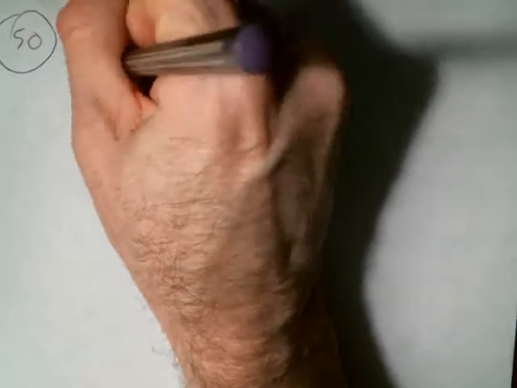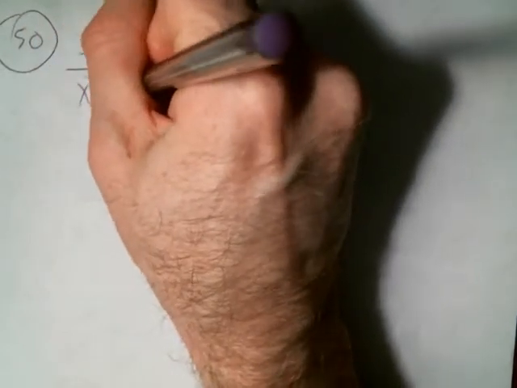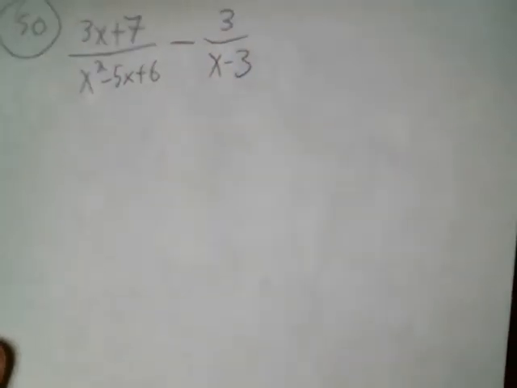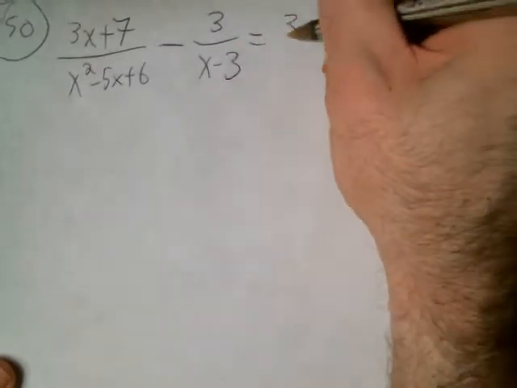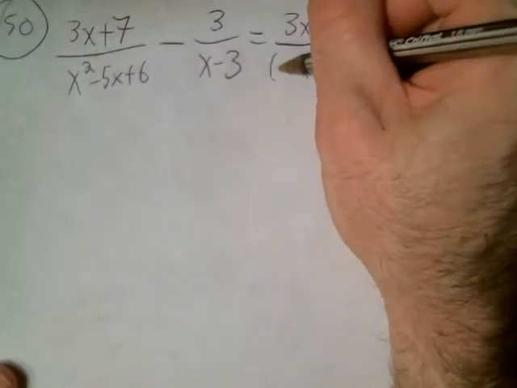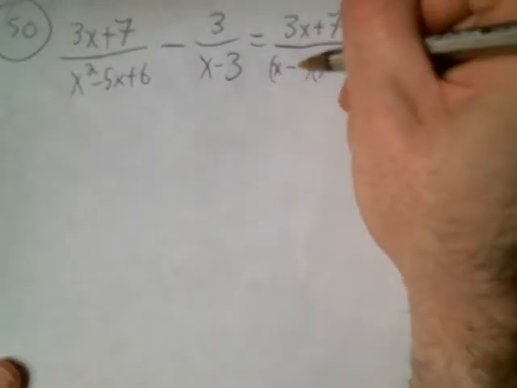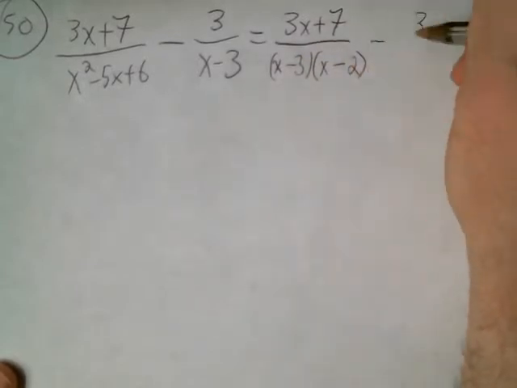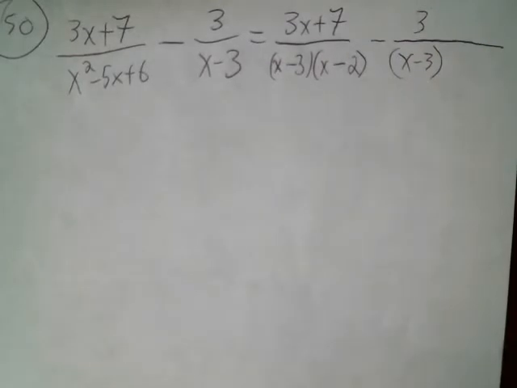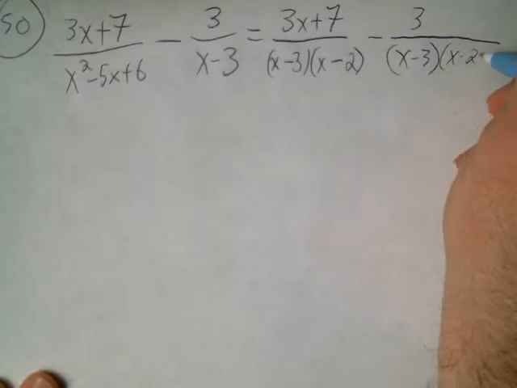Let's try 50. So 3x plus 7 all over x squared minus 5x plus 6 minus 3 all over x minus 3. I'm going to factor the denominators, try to match them up. So this is x minus, I believe it's 3 and 2. Okay, so this guy's missing a factor of x minus 2 on the top and bottom.